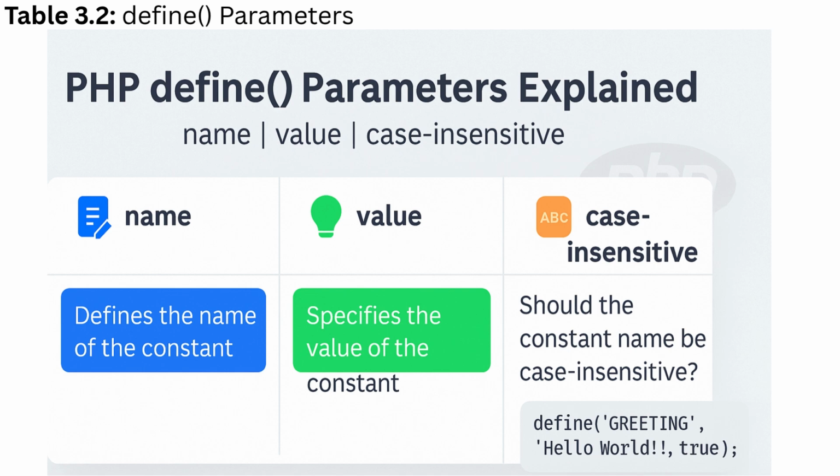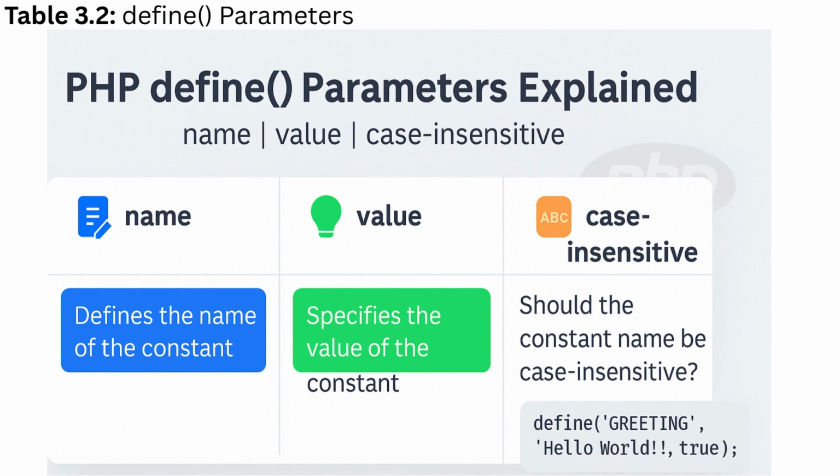Each one plays a specific role in how the constant behaves in your code. Let's go through them one by one in a smooth and clear way. The first parameter is name. This defines the name of the constant. It must always be written as a string and enclosed in quotation marks. For example, PI or site name. The name is what you'll use later in your program whenever you want to access the constant's value.